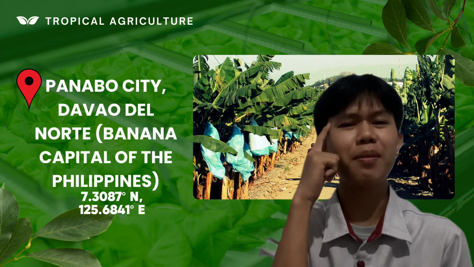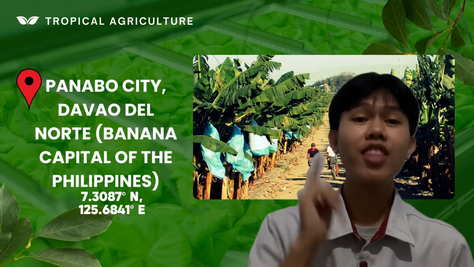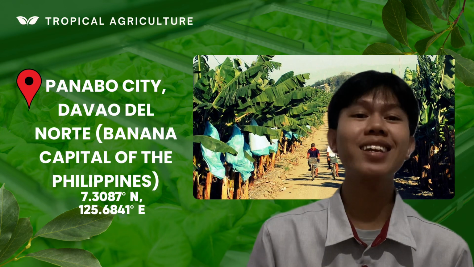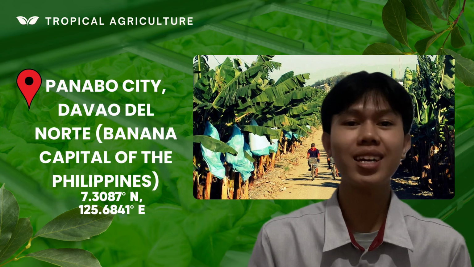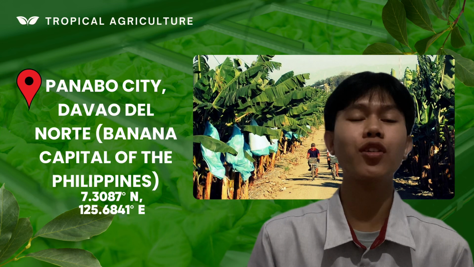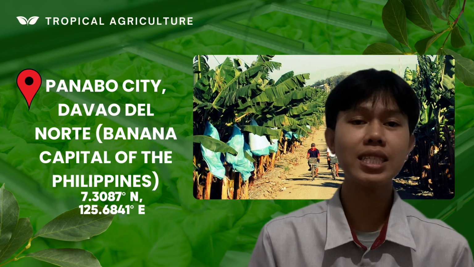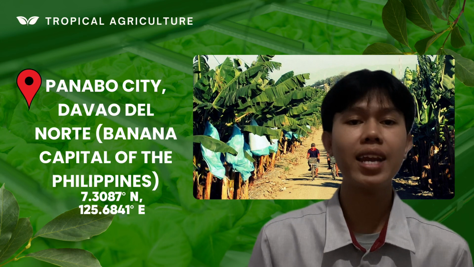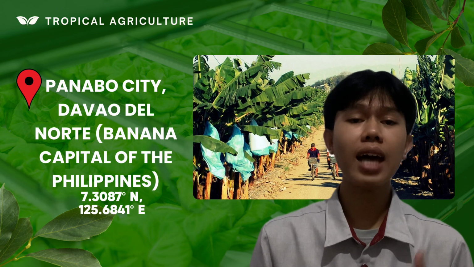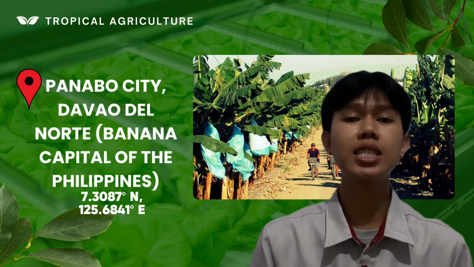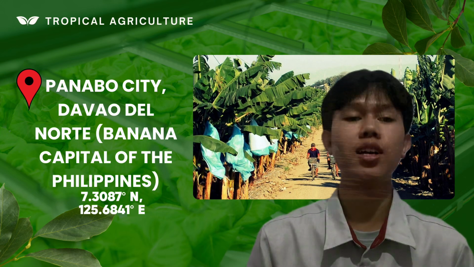And where is the biggest plantation here in the Philippines? The answer is that the largest banana plantation in the Philippines is located in Panabo City, Davao del Norte, with an absolute location of 7.3087 degrees north of the equator and 125.6841 degrees east of the prime meridian. This is also known as the banana capital of the Philippines. And the Tagum Agricultural Development Corporation, also known as TADECO, operates this massive plantation which spans around 6,900 hectares.